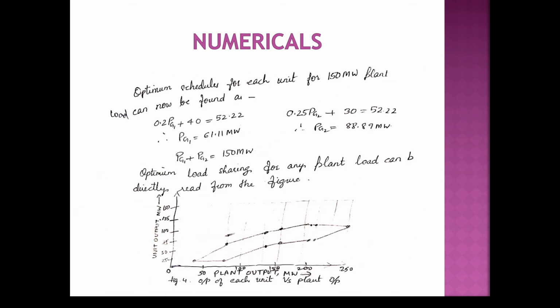Okay. Now let us see the next. The optimal schedule for each unit for 150 megawatt plant load is found out as 0.2 Pg1 plus 40 is 52.22 and 0.25 Pg2 plus 30 is 52.22. So we can get the values of Pg1 and Pg2. The addition of these two is how much? 150 megawatt. So optimum load sharing for any planned load can be directly read from the figure.